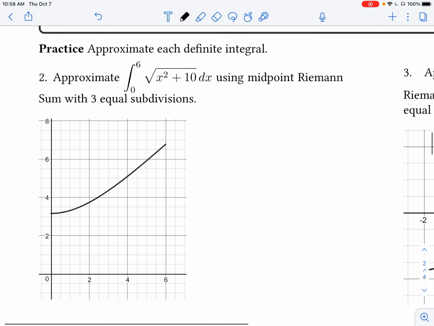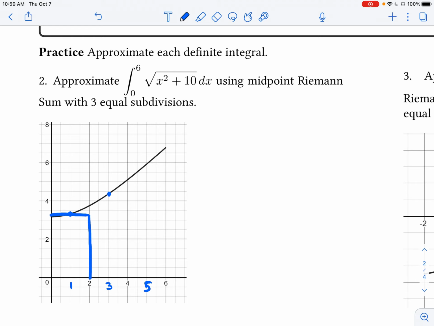All right. So hopefully you've had a chance to do that. I'll do this first problem here in blue. And the midpoints here are going to occur at 1, 3, and 5. So we're going to evaluate the function at each one of these. And so now we can say this rectangle, its midpoint is at 3. So that's where I'm going to draw the height of the rectangle. And this one is at 5. That's where I'm going to draw the height of this rectangle. And we're going to evaluate the function at each one of these. This coordinate here is 1, 3.32. This here is 3, 4.36. And this value here is 5, 5.92.